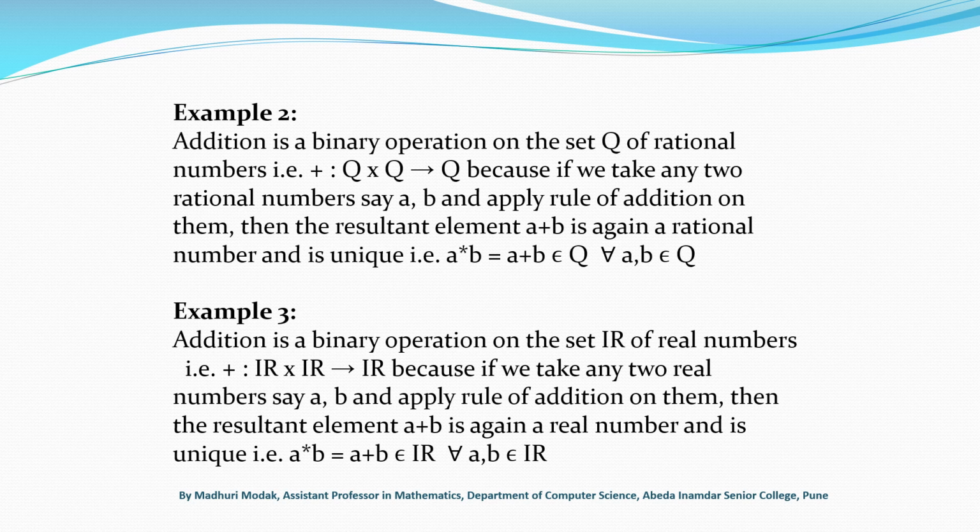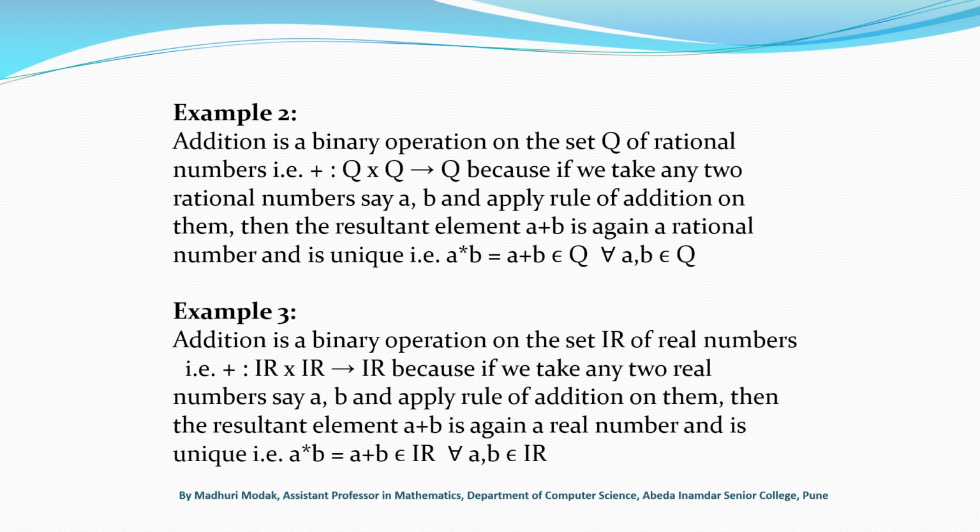Together with all integers, the fractions of the type 1 by 2, 2 by 3, all these are present in the rational number set. So if I again define addition on Q, then addition is defined from Q cross Q to Q itself. Why? Because if you consider any two rational numbers, say A and B, and add them, then A plus B is again a rational number and it is unique. So addition of two rational numbers is again a unique rational number, and so addition is a binary operation on the rational number set.